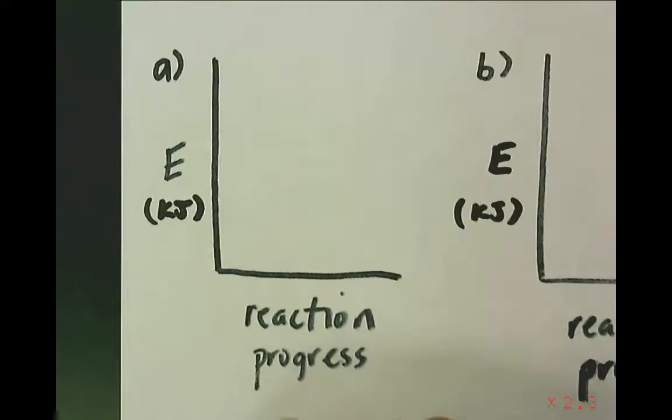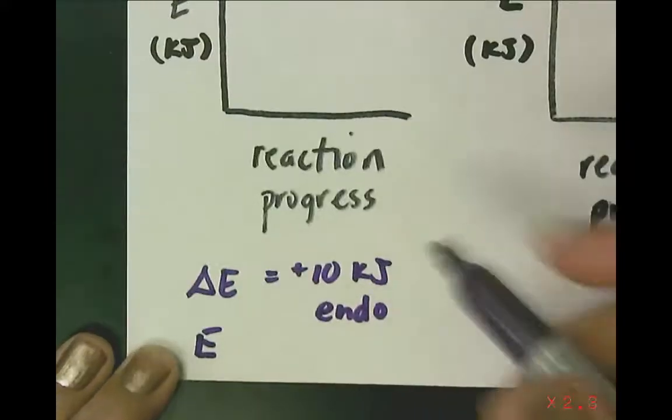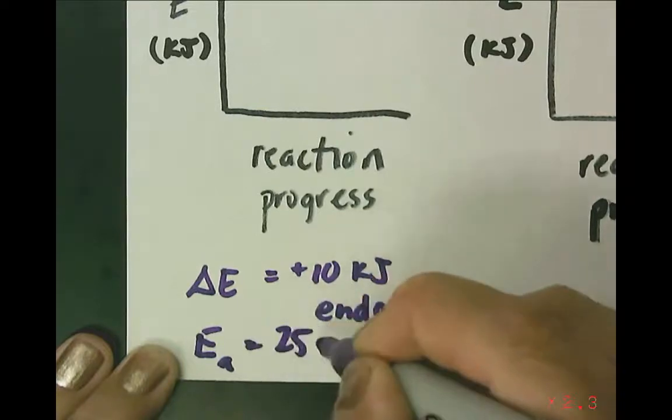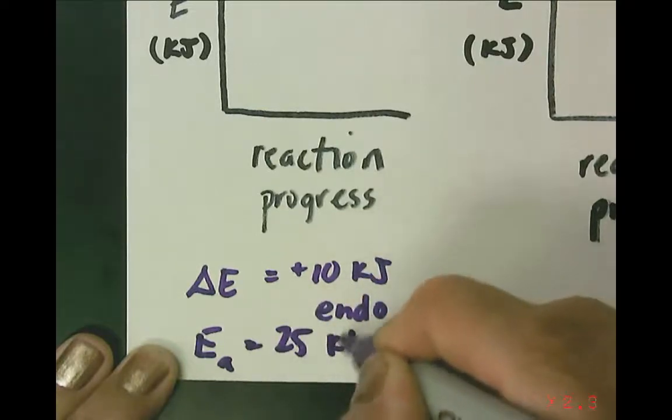Delta E is a plus 10. So plus, positive, means endo. And then EA is 25. So that's our activation energy.